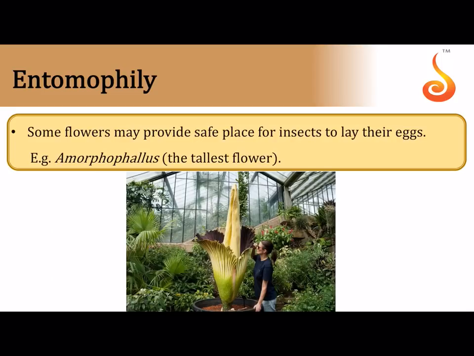In some flowers which are massive, like for example, see a person is standing next to it. It is almost 6 feet tall. This is called Anemophilous. Some of these flowers, how do they reward their insects? By allowing their insects to lay eggs inside them. See how fascinating it is. So the tallest flower, which is 6 feet tall, tells its insect pollinators, please, you have your place, you have a safe nest, a breeding haven inside me, so you can lay your eggs. I will protect your eggs. In turn, you are carrying out pollination for me.